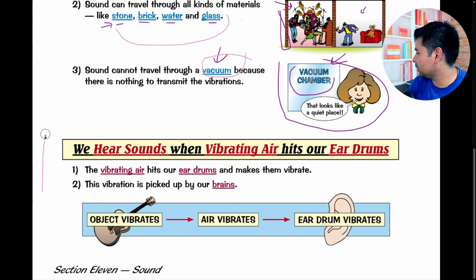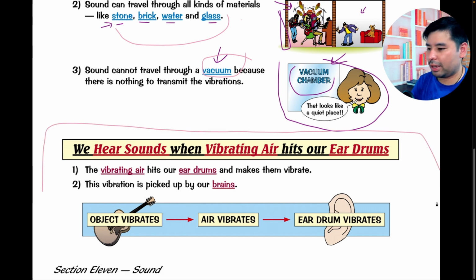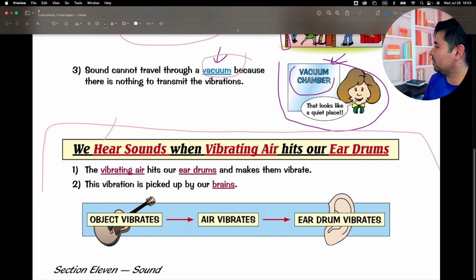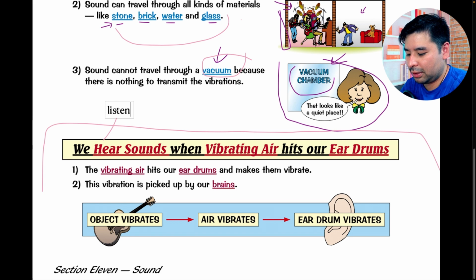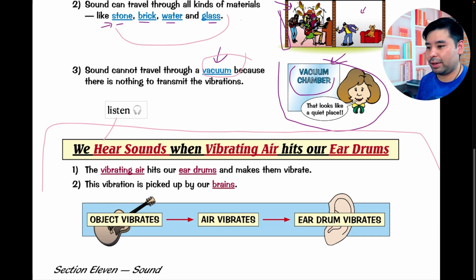And then going to the end here, we have this final part. Can you see that? Let's do it together. We hear sounds when vibrating air hits our eardrums. Again, we hear sounds when vibrating air hits our eardrums. Okay, so let's go. Do you know this word here? Hear is similar to listen. Hear and listen, they are similar, okay? For example, I can hear the music outside. So it means that you can listen to that, right?